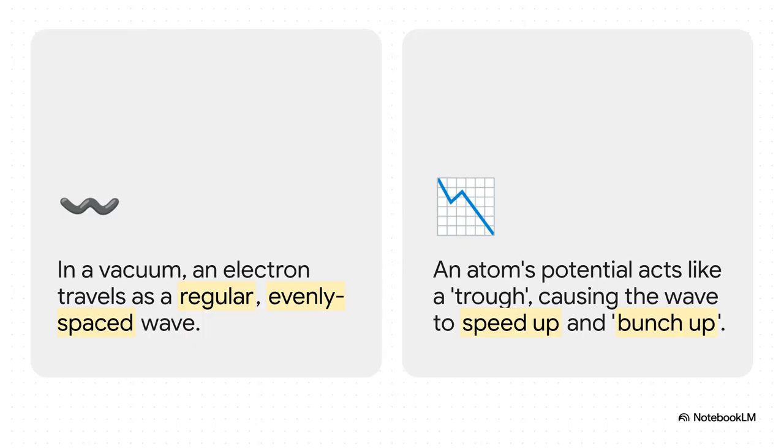Imagine that electron wave is a perfect ripple moving across a pond. In empty space, a vacuum, it's just a nice, even wave. But when it passes over an atom, the atom's electric field is like a little dip, a trough on the bottom of the pond. The wave dips into it, speeds up for a split second, and the wave crests get bunched up. That bunching up effect, that's our phase lag.